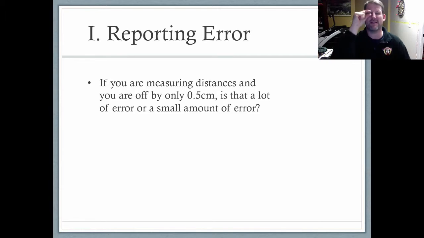And the question is, well, is that a lot of error? Or is that a small amount of error? Is it good or bad amount of error? So take a minute or two now with your group of four at your table, and I want you to discuss that question. Is 0.5 centimeters of error a good thing or a bad thing? Is it a lot of error or a small amount of error? All right, pause the video and let's do that now.